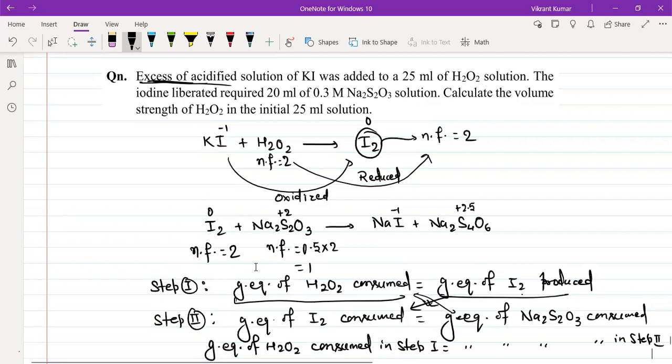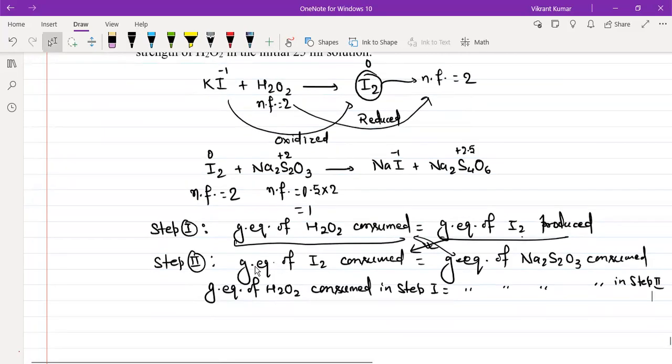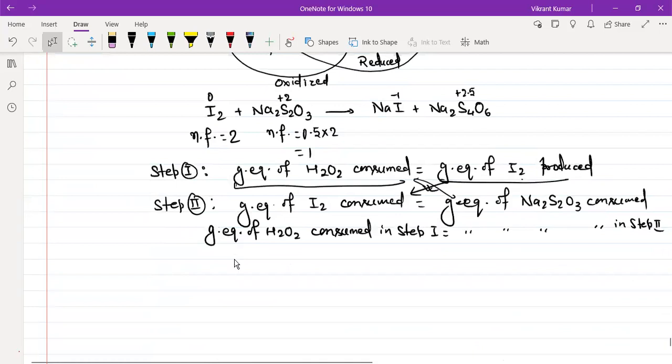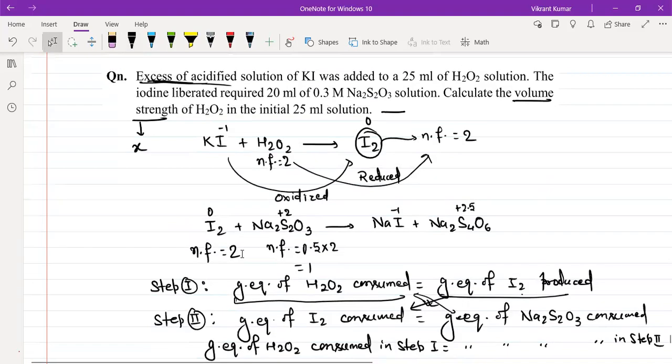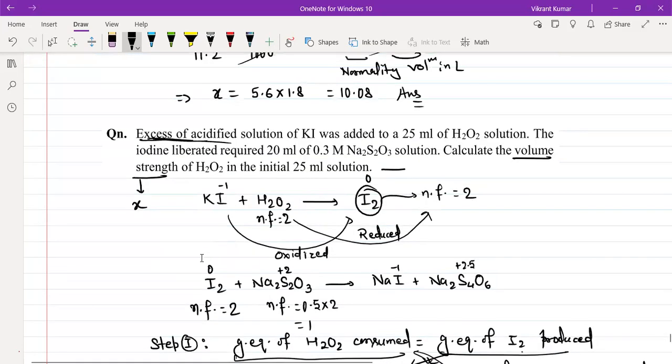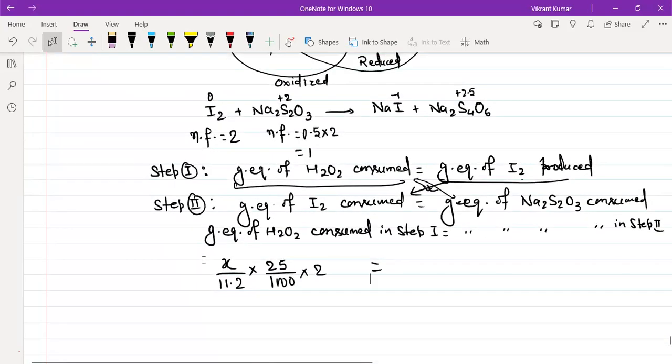That one line is, if it is asking volume strength batao, I'll assume that volume strength is X. Just assume kar lo ye X. If volume strength is X, then X upon 11.2 gives you molarity. That much into volume. Volume is how much? It is 25 ml. So 25 by 1000 gives you moles, into 2 gives you gram equivalents. And that is equal to gram equivalents of Na2S2O3. The data is 20 ml, 0.3 M. And n factor is 1.